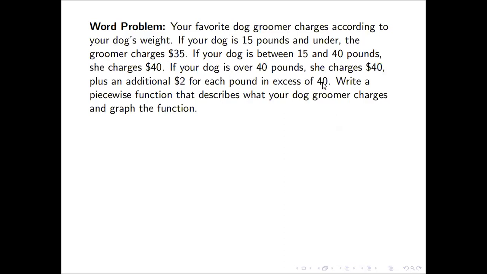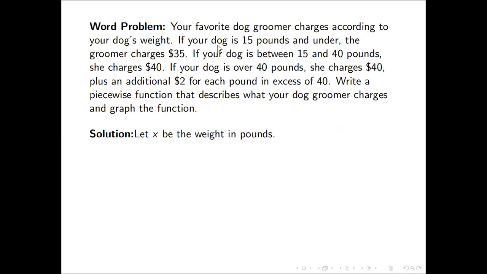Okay, so if it's less than 15 pounds, including 15 pounds, price is 35. Greater than 15, less than or equal to 40 pounds, price is 40. More than that, additional $2 for each pound in excess. Write a piecewise function that describes what your dog groomer charges and also graph the function. First, we split up all those sentences into a piecewise function depending on the weight of your dog.